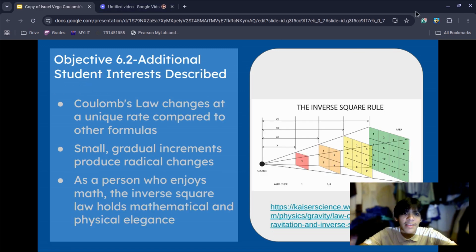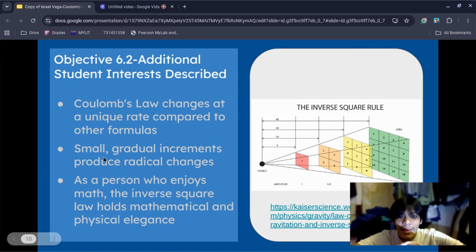And here's something that I found interesting. Coulomb's law changes at a unique rate compared to other formulas because one inverse law that you see throughout science is a gas law that says that the pressure varies inversely with volume, and you use this in chemistry, but this is a direct relationship. However, Coulomb's law inverses with the square of the distance, which is something different, which I think is something cool.